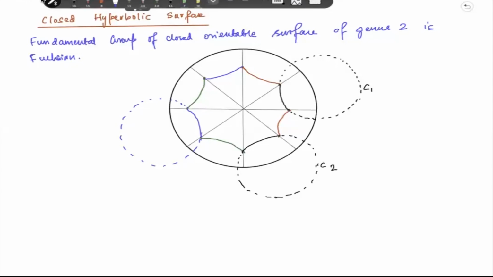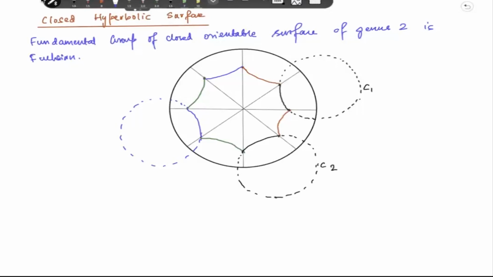And after that, to show that it is a Fuchsian group, we have to show that the fundamental group of the surface will act on the unit disk model of this hyperbolic plane properly discontinuously. That will prove that the fundamental group of the surface is a Fuchsian group. And using the same idea, if you take any closed orientable surface of genus greater than or equal to 2, then its fundamental group will be Fuchsian.